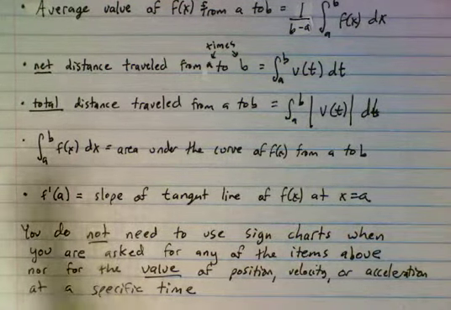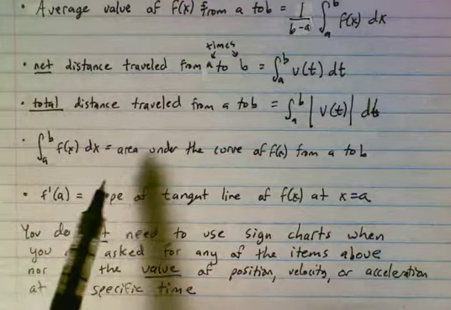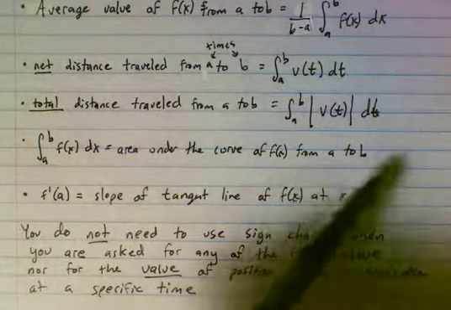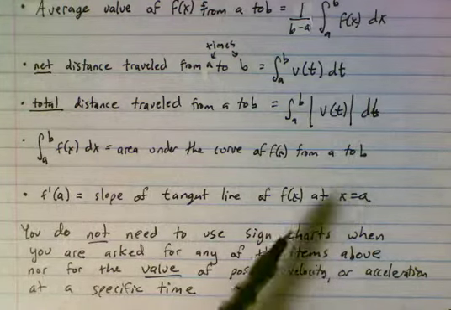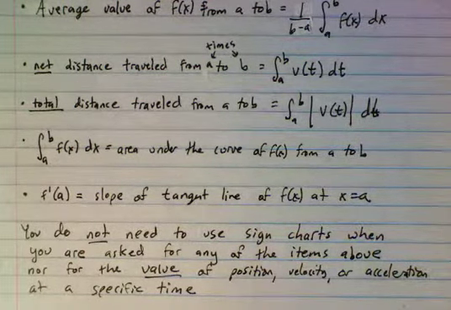These last two you already know. The integral can also be expressed as the area under the curve, and the derivative can also be expressed as the slope of the tangent line. Those are going to come back into play again.